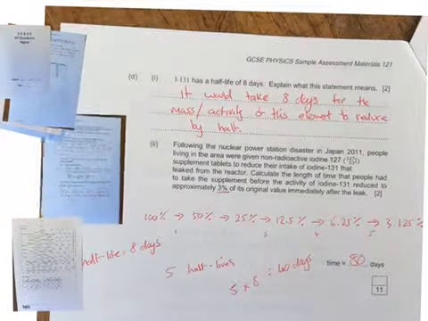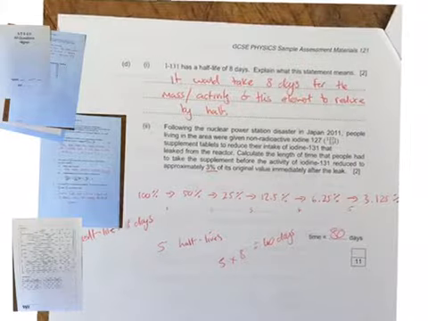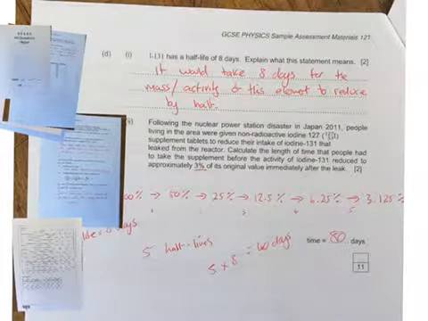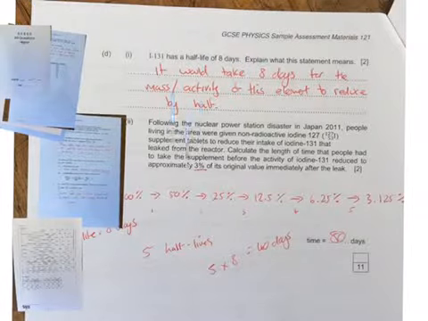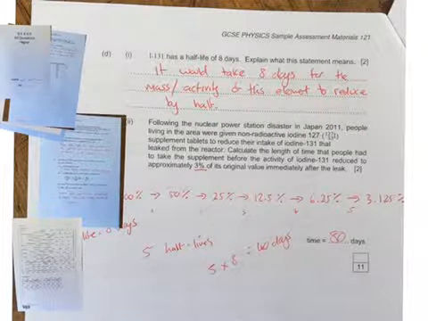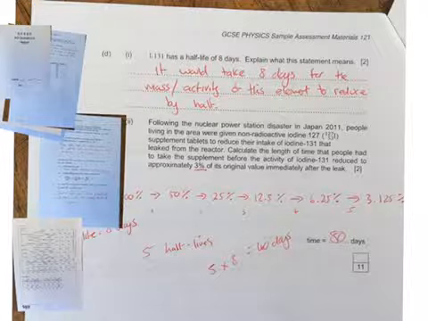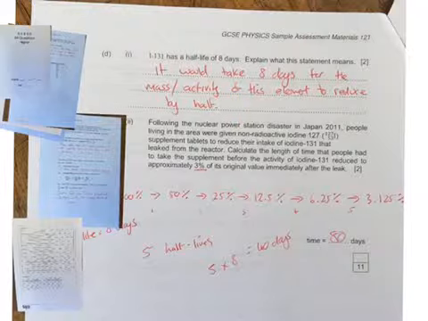Continuing on the same question, I'll leave that out just in case there's information we need. Iodine 131 has a half-life of 8 days. Explain what this means. Well, that's asking you for 2 marks. What is half-life? It would take 8 days for the mass, or the activity, or the number of parent nuclei to reduce by half. There are many ways you can say it, but basically 8 days is the amount of time it takes for this element to decay by half.